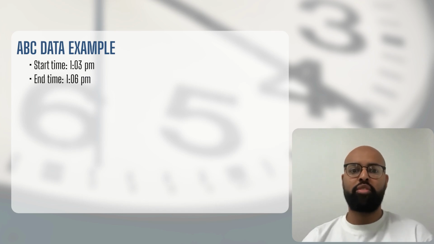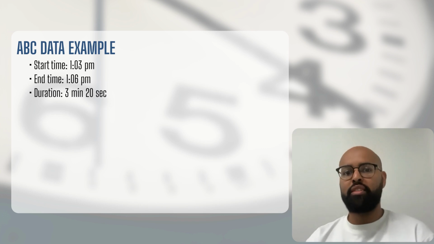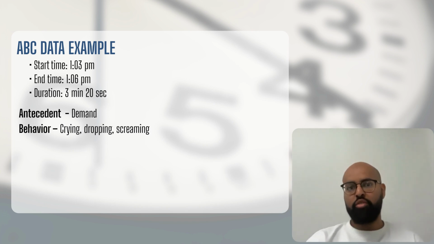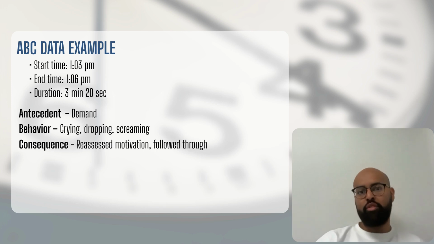For example, the start time might be 1:03 p.m., the end time 1:06 p.m., lasting about 3 minutes and 20 seconds. The antecedent could be a demand. The behavior might include crying, dropping, and screaming. And the consequence might be that motivation was reassessed and the task was followed through.